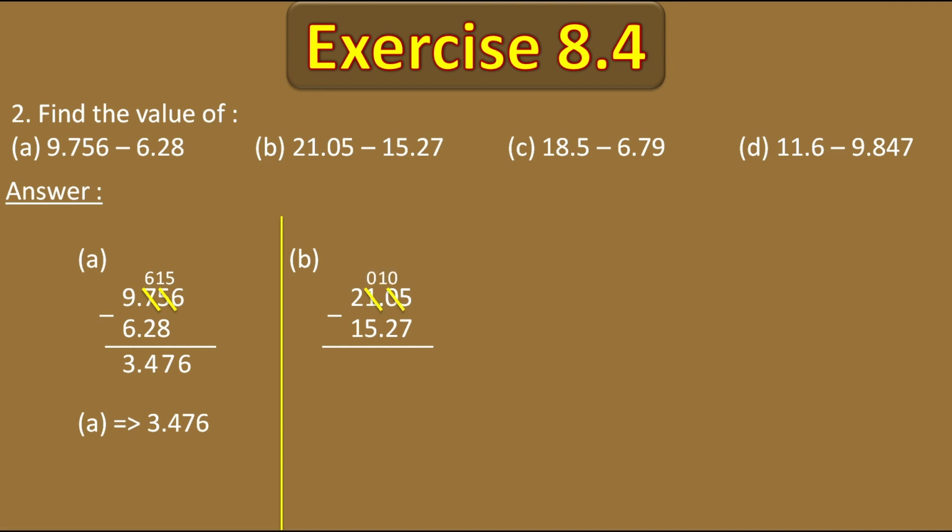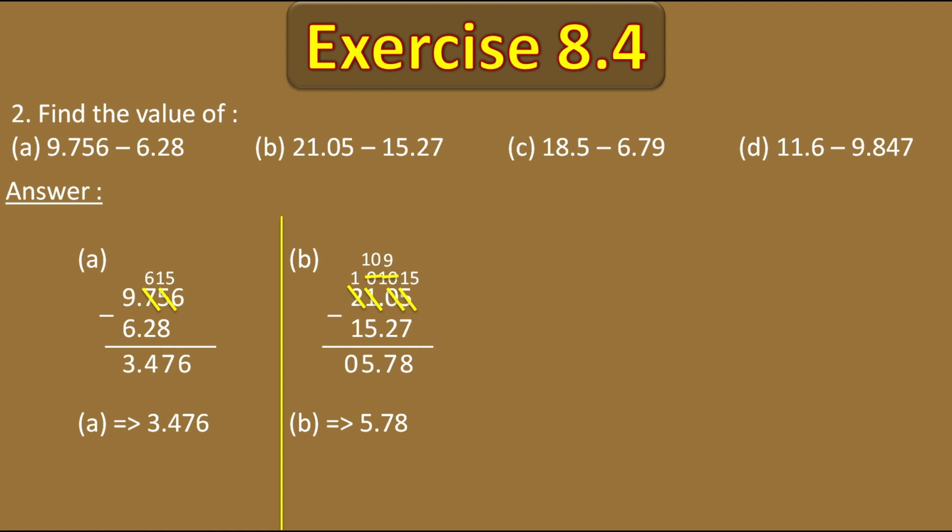Now we will take 1 from this 10. So this 10 became 9 and this 5 became 15 now. So 15 minus 7 gives you 8. 9 minus 2 gives you 7. Now again we have 0 up, so we will make it 10 by taking 1 from this 2. So this 2 became 1 and this 0 became 10 now. 10 minus 5 gives you 5 and 1 minus 1 is 0. So the answer we got is 5.78.